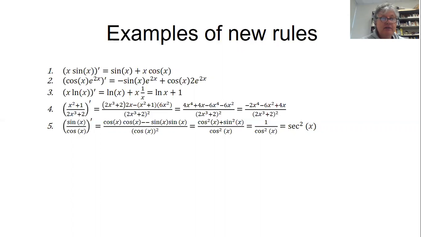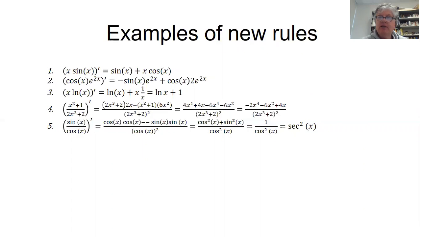So we get the derivative of x squared plus 1 is 2x. And then we subtract high d low. And the derivative of 2x cubed plus 2 is 6x squared. Okay, so we can do a little bit of multiplying out. And we see that we've got 4x to the 4th minus 6x to the 4th, so those cancel out. And so we're left with minus 2x to the 4th minus 6x squared plus 4x, and that's enough. With the denominator, don't multiply out the denominator, just leave it as it is.